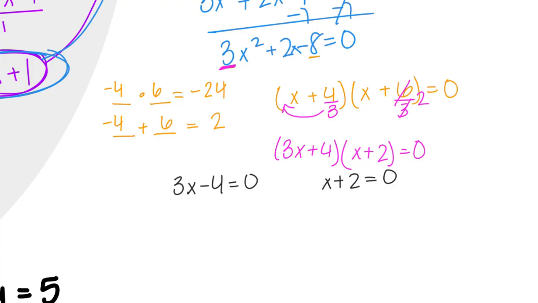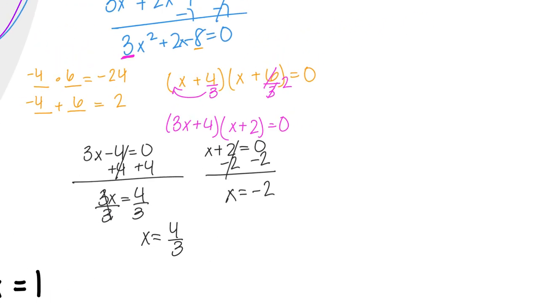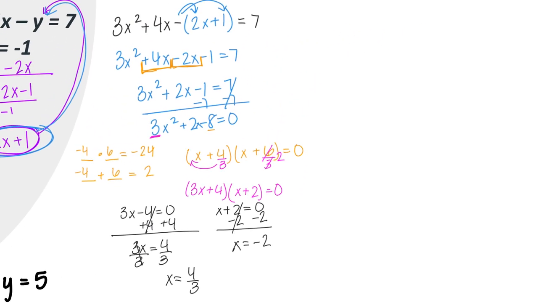And writing that out. So this side, I'm going to add 4 to both sides. I'm going to get 3x equals 4 and divide by 3. So right now I have x equals 4 over 3. And this one's pretty easy. I'm just going to subtract 2 from both sides. And x equals negative 2. Okay, now that I have my x value, I have to solve for y. So I'm actually just going to move it over here.